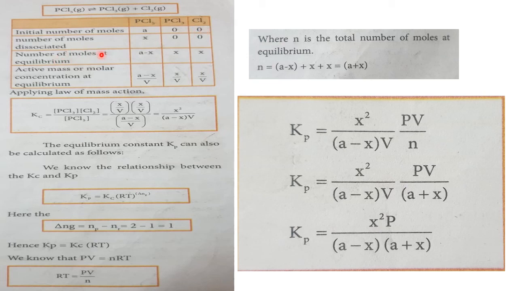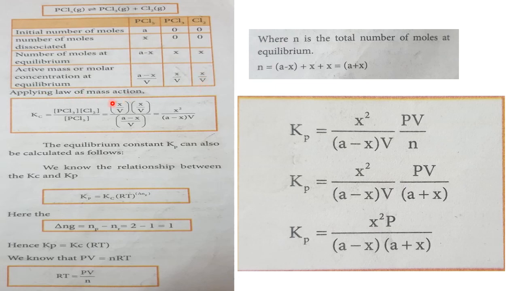Then the number of moles dissociated we don't know, so consider X as the number of moles dissociating or ionized. On the product side, X and X moles are formed. Number of moles at equilibrium: what remains is A minus X. Active mass, or molar concentration at equilibrium, is the number of moles at equilibrium divided by V. So A minus X by V, X by V, X by V.